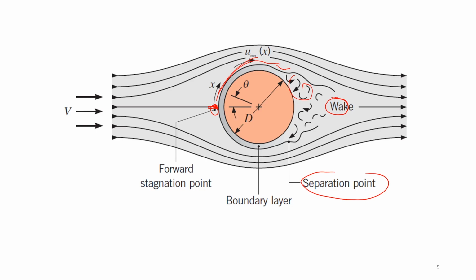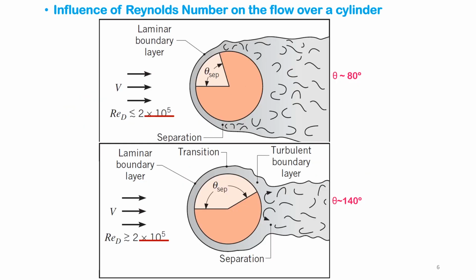The angle at which you see the separation is important. I want you to pay attention to this, and I'm going to explain it further in the next slide. Depending on the Reynolds number, this angle of separation changes. If the Reynolds number is less than 5 times 10 to the 5, then the separation happens around an angle of 80 degrees. When the Reynolds number is greater than 5 times 10 to the 5, separation is delayed and happens at 140 degrees. So what does it mean?